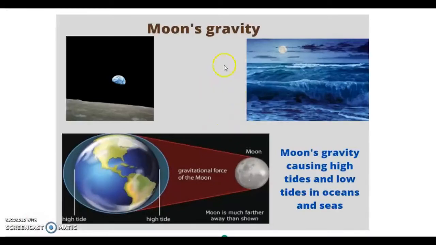So what's happening due to the moon's gravity? What can it do on the earth? Yes, it can produce tides on the earth, in the seas and oceans. It means sometimes sea levels rise up and sometimes sea levels fall down.